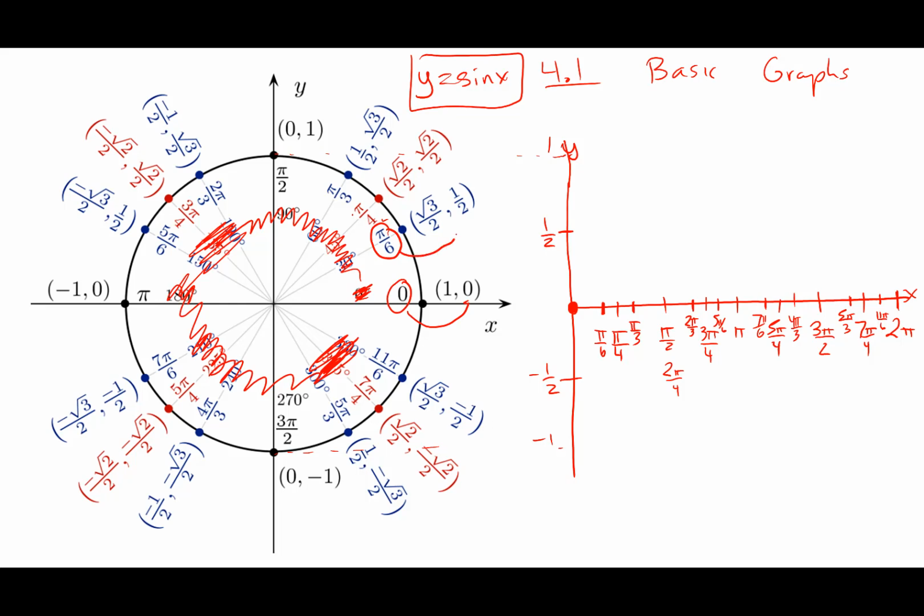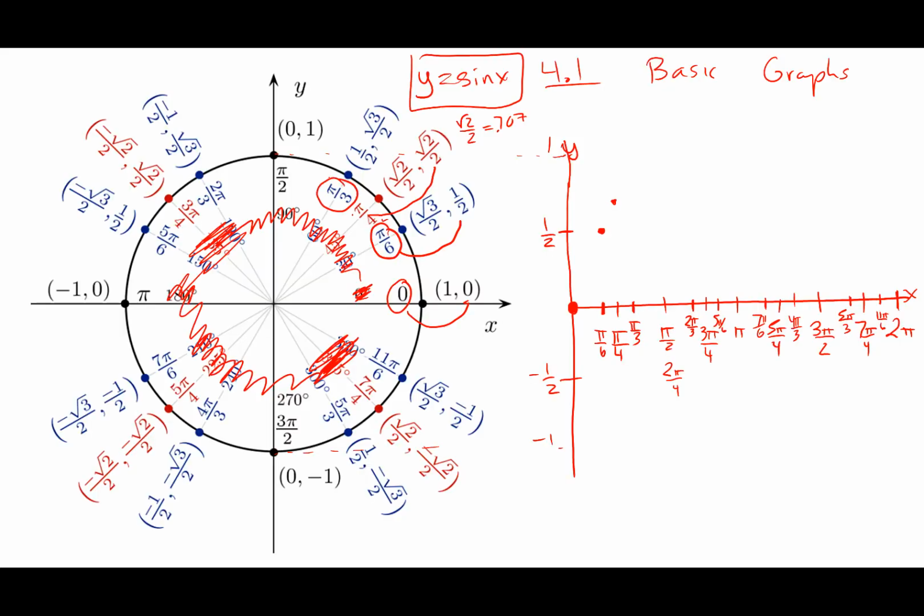At pi over 6, the value is going to be 1/2, so here we're going to put it right there. That's a half. At pi over 4, it's going to be square root of 2 over 2. So on your calculator, just real quick here, calculate the square root of 2 divided by 2. It should come out to be 0.707. So at pi over 4, it's about right there.